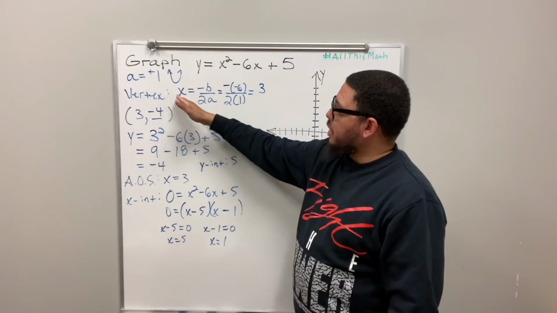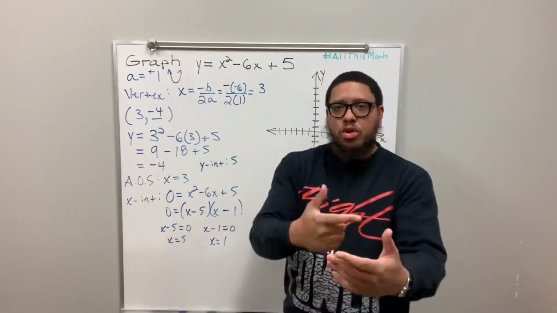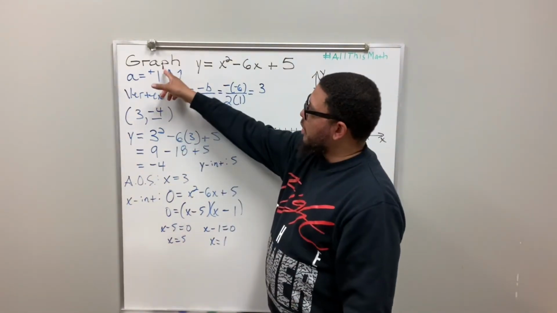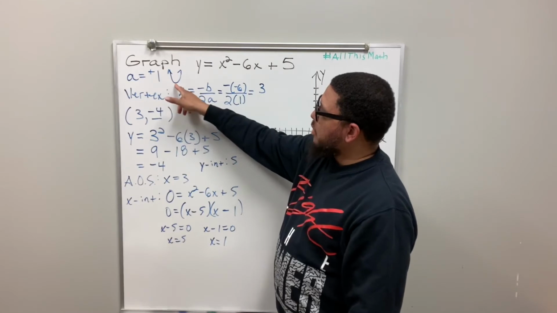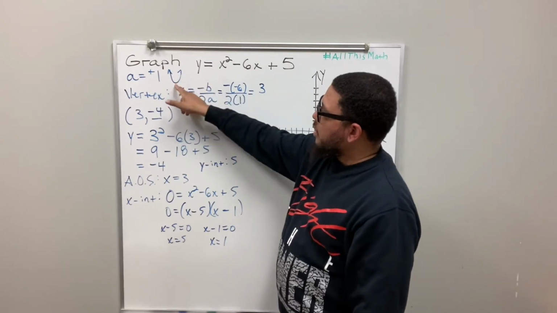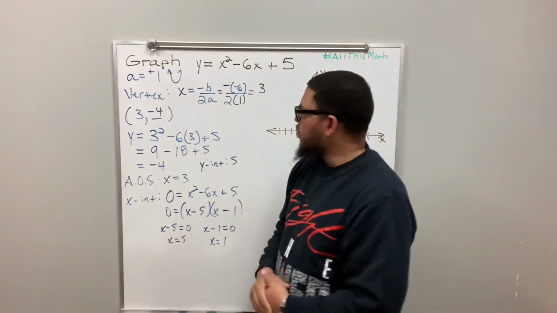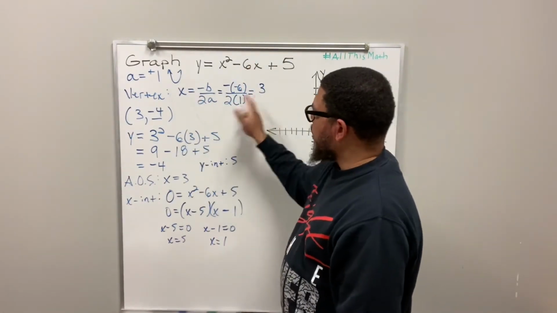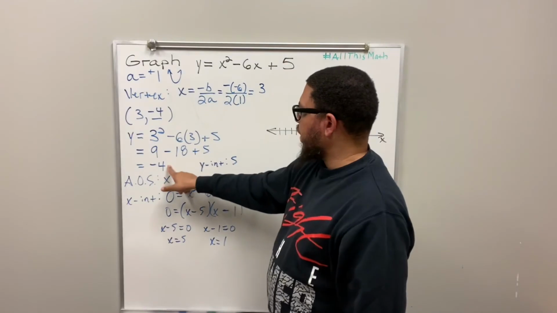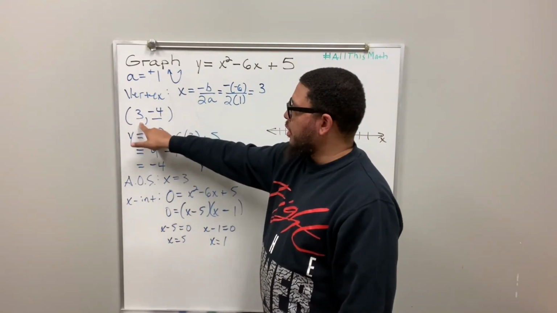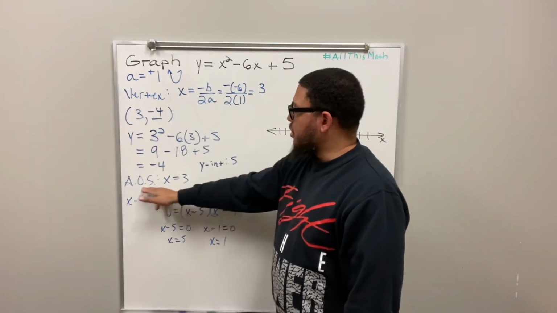I know what my vertex is, so I know the bottom point. It's like being on a roller coaster. If the roller coaster starts up here, it drops, hits the bottom point, the lowest point, then starts to go back up. The vertex is that point where it stops going down and starts going back up again. My x value is 3. My y value, we figured that out, was -4. That's my vertex right here. I can plot that. My axis of symmetry right here.